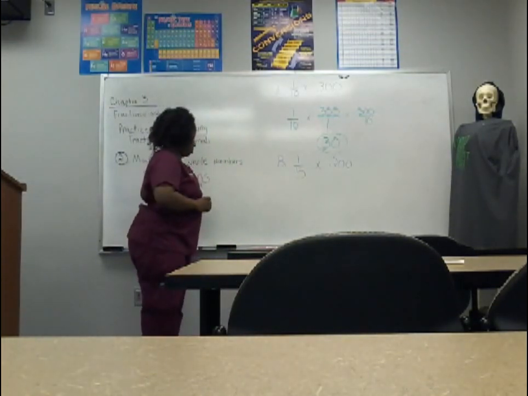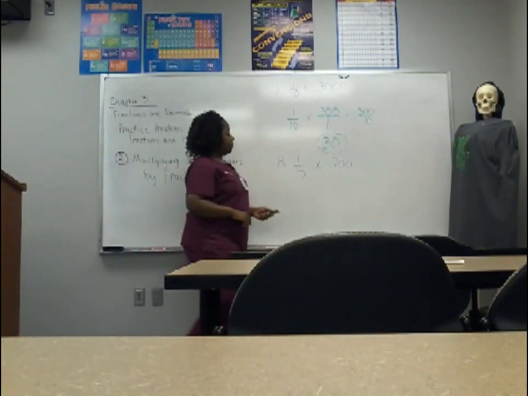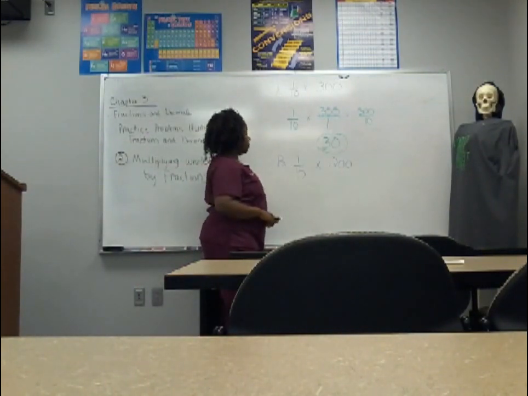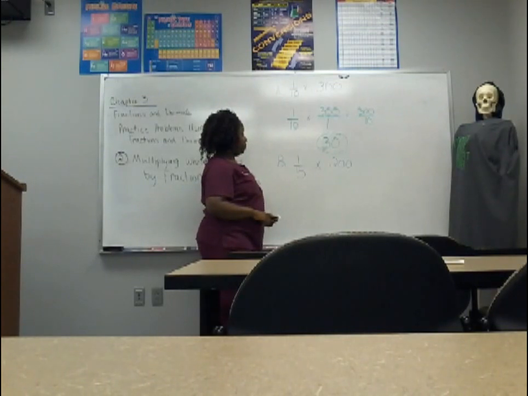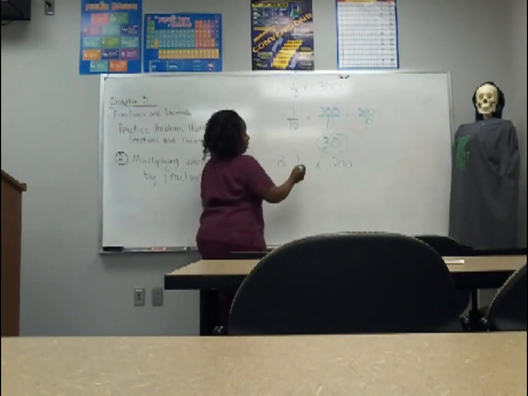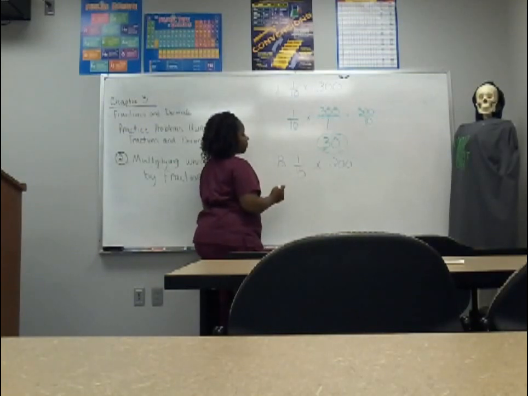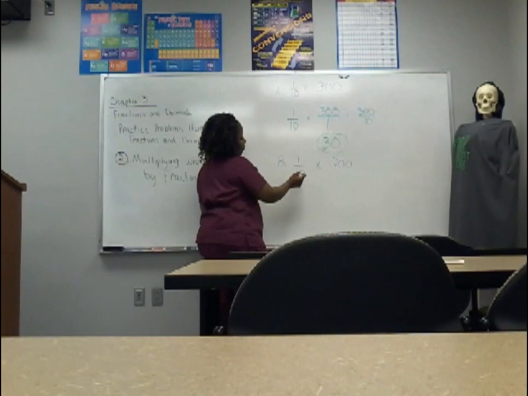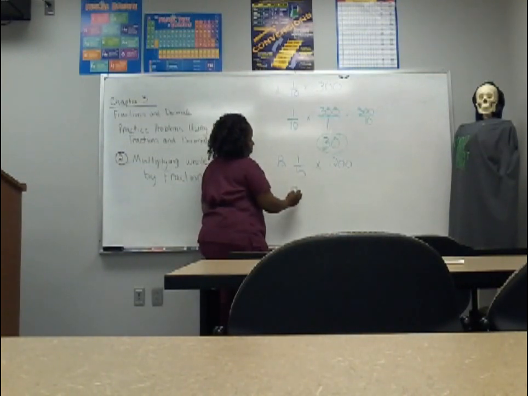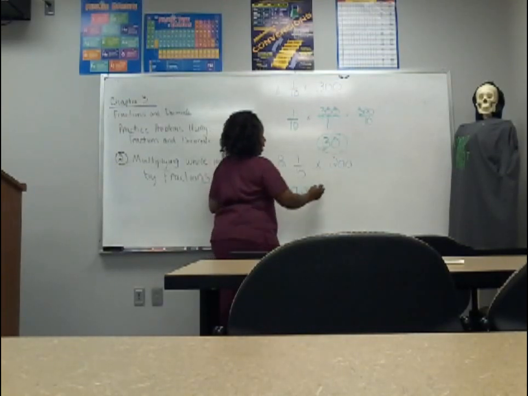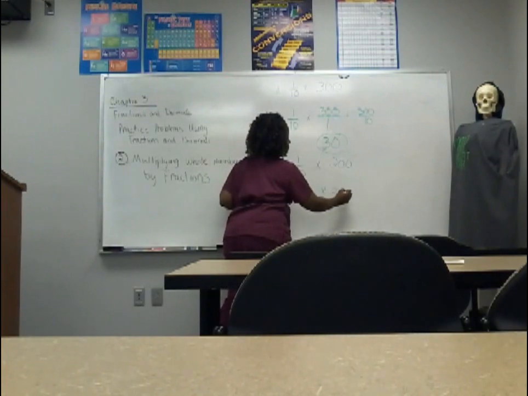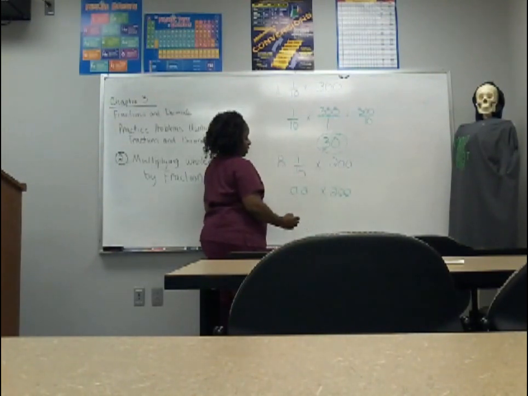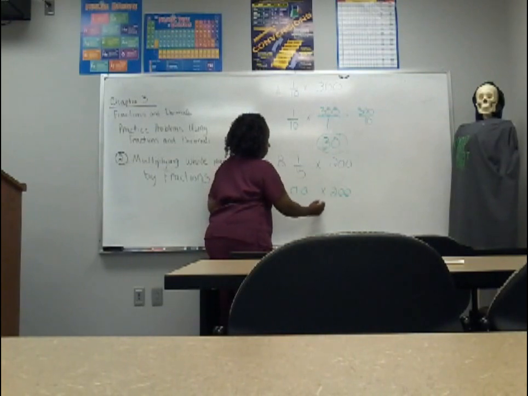So let's do this one. The 1/5 times 200. Again, I can turn this into a simple, lovely fraction before I begin the multiplication itself. And 1 divided by 5 equals 0.2. Okay? Times it by 200, which is simply going to give us 40.